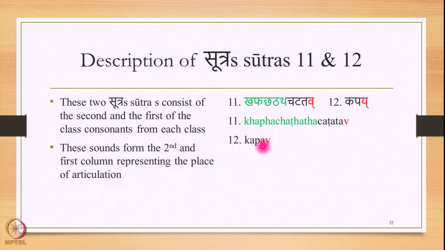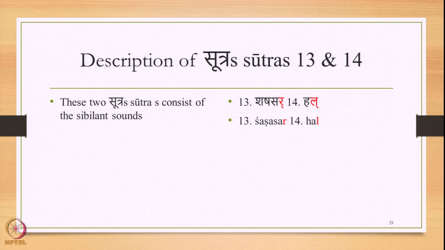This is their uniqueness. Now Khaphachhathath and Chatath are made of one sutra and Kapay is part of the second sutra. We will look at the purpose of this distinction a little later. Now let us look at the remaining two sutras, 13th and 14th. These two sutras are Shashasar and Hal. These two sutras consist of the sibilant sounds, or the fricatives, as they are also called.